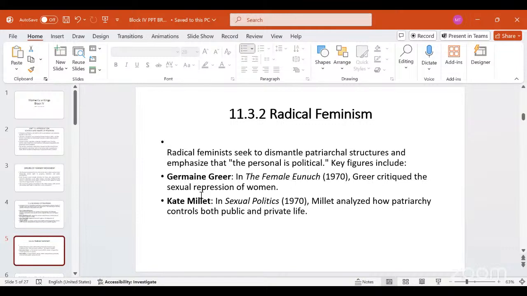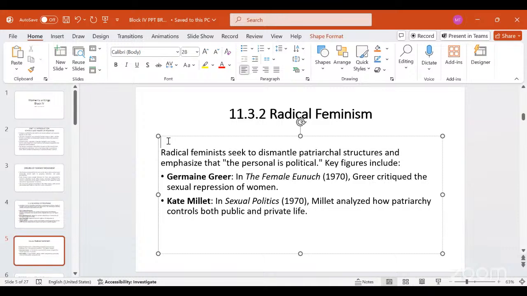On the other hand, radical feminism is completely different. It doesn't advocate only the upliftment of women within the existing framework. They want this to be uplifted in a different way, that they want the patriarchal society to be completely diminished, and they want women to take over everything. That means radical feminists seek to dismantle patriarchal structure and emphasize that the personal is political. So they say let women be the dominant figures, not the men.